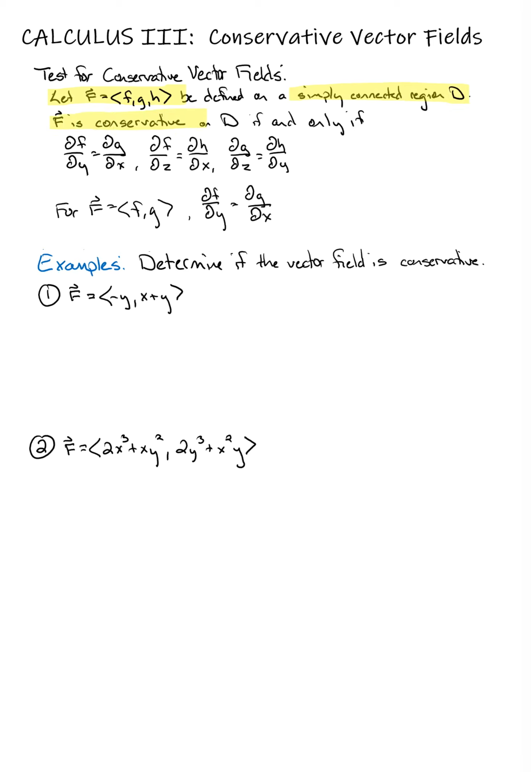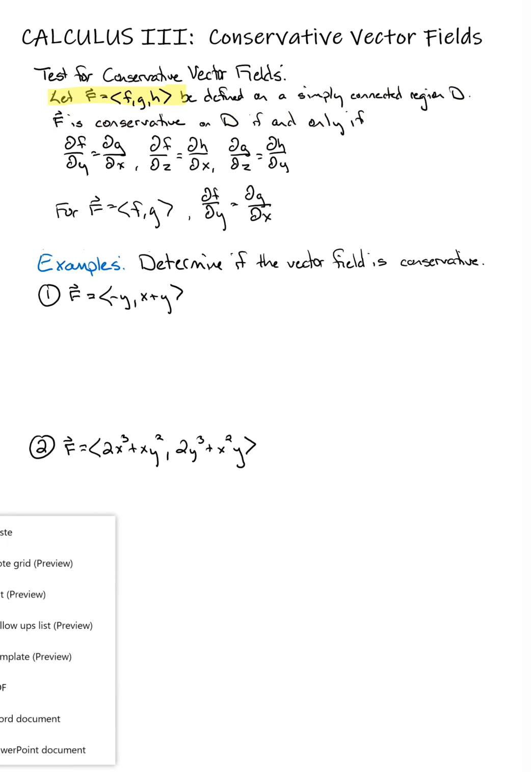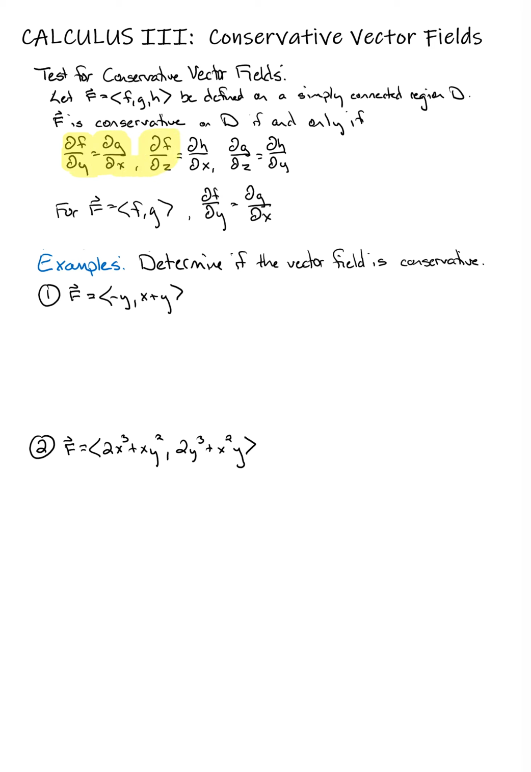We say that F is conservative on D if and only if the partial of the first component with respect to y is equal to the partial of the second component with respect to x. The partial of the first component with respect to z is equal to the partial of the third component with respect to x, and the partial of the second component with respect to z is equal to the partial of the third component with respect to y.